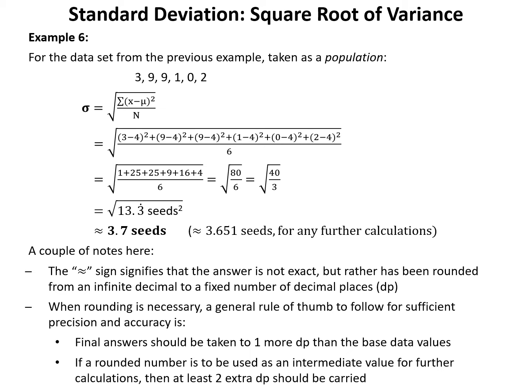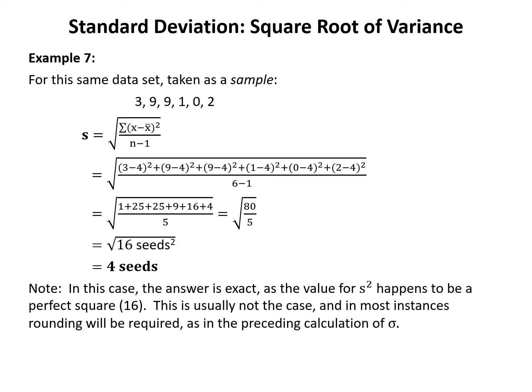Now, if a rounded number is going to be used as an intermediate value for any further calculations, in other words, if you need to use that value again later on to calculate something else, then at least 2 extra decimal places should be carried. And in this course, we'll generally use 2 extra decimal places. So since we're rounding the final answer for sigma to 1 decimal place, if we were going to use that value later on for any further calculation, we would round to 1 plus 2, which is 3 decimal places, which would be 3.651 seeds.